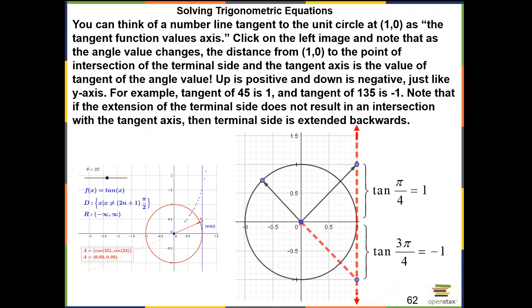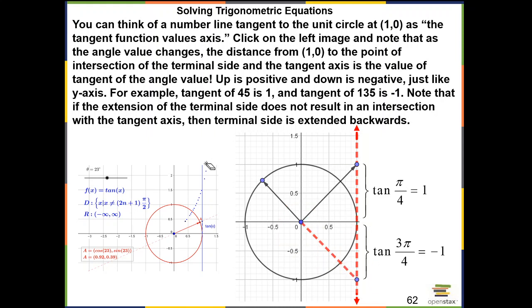Now, if an angle is on this side, and you extend the terminal side, you don't hit the tangent axis, so you can extend it backwards and hit it. And this distance here now is tangent, but since you're going on this side, it is negative 1. So the tangent of this angle is actually negative 1. It's the same as the tangent of this angle. If you come all the way around here, and your terminal side is here, then you extend the terminal side, you hit this, the angle is still the same, the tangent is negative 1.